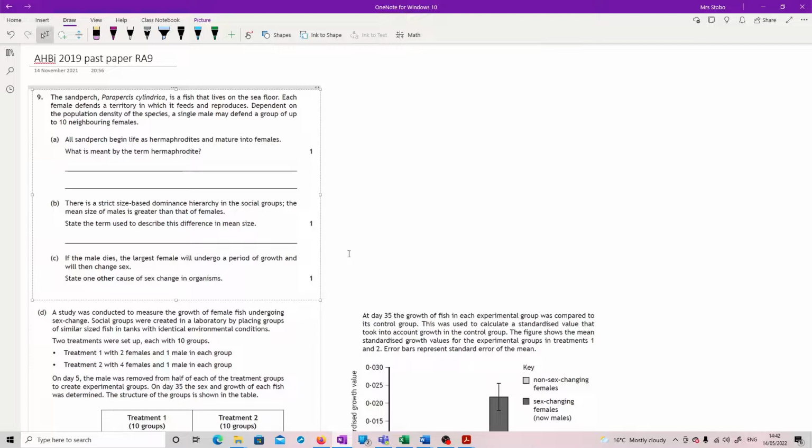All sand perch begin life as hermaphrodites and mature into females. What is meant by the term hermaphrodite? So what we're looking for there, straight definition, so it's a species or an organism with both male and female reproductive systems.